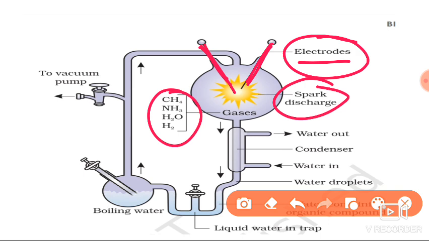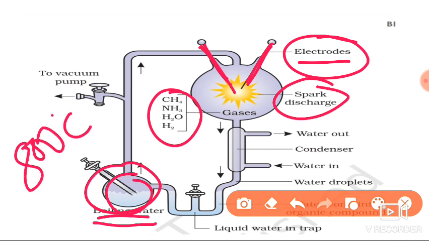And along with that, in another flask they used boiling water. They gave heat to the water because they needed water vapors. In the early earth there was no liquid water, but there was the presence of water vapors. So they increased the temperature to 800 degrees Celsius, and here the water became vapor, and then they transferred it to the next flask.